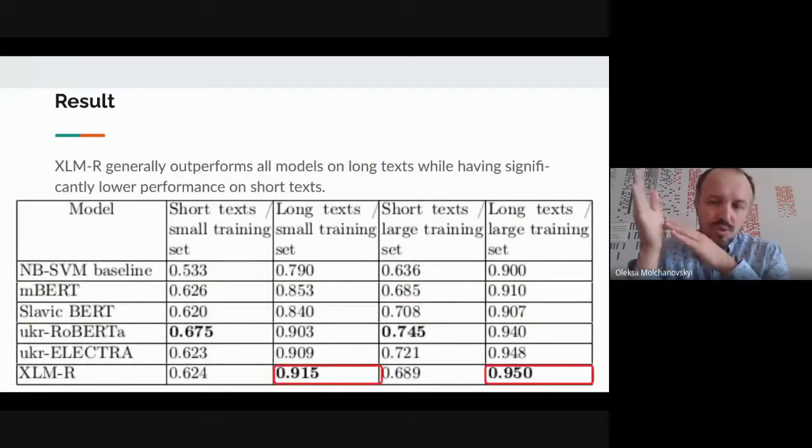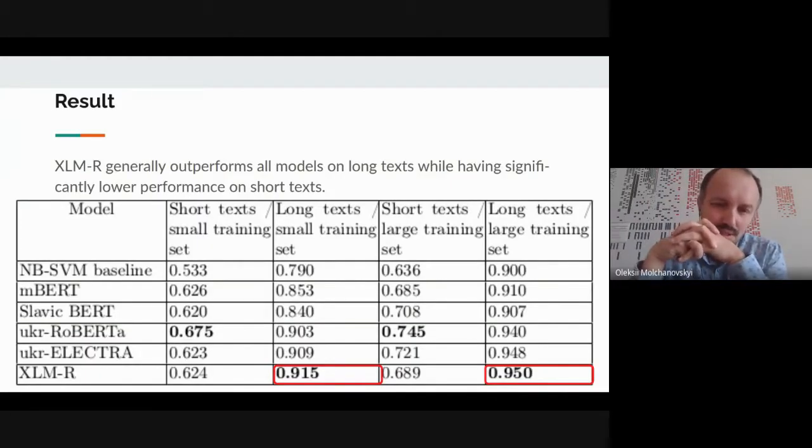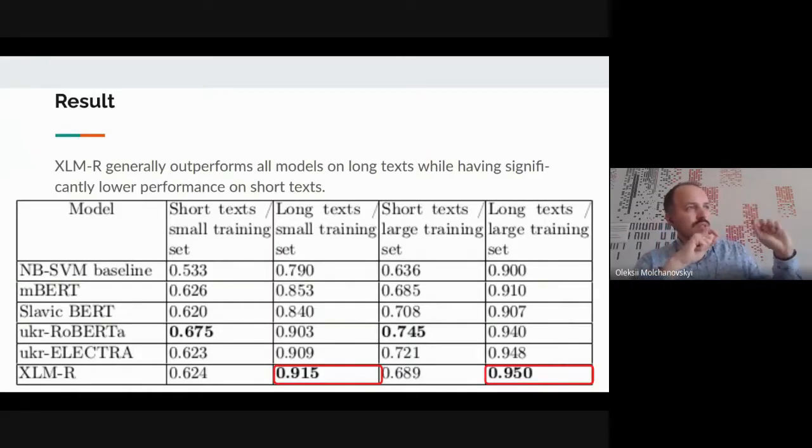I'm curious. Your main task is to classify the source of the news article. Have you tried to interpret how the model works? I mean, you take the article text, and whether there are any keywords that are crucial for the model to understand what the source of this news article is.